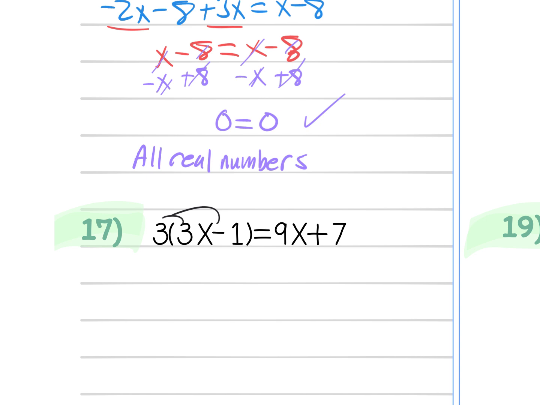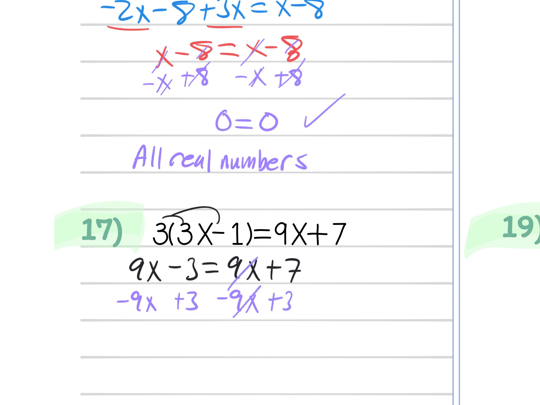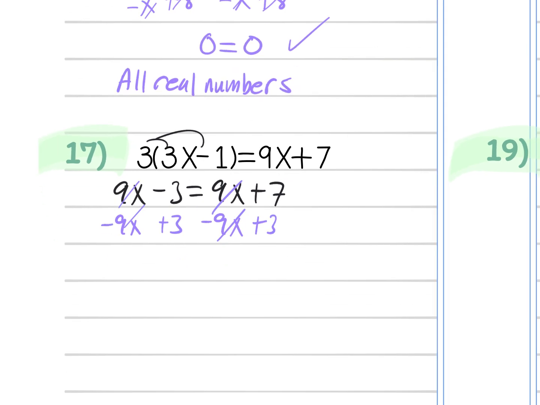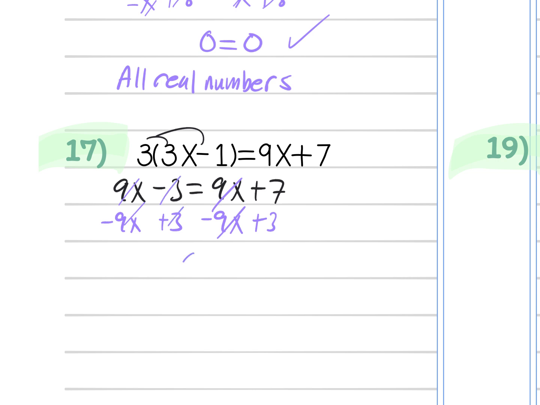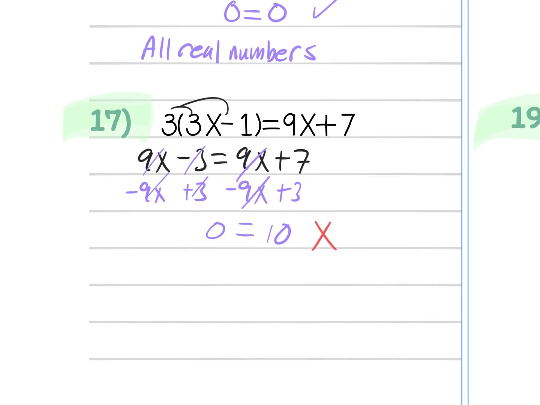Distribute the 3x to everything, then we get 9x minus 3 equals 9x plus 7. And then again, you want to try the same thing, getting all the x's to one side, your constants on the other. But then you end up with 0 equals 10. Now, is this a true statement? Absolutely not, right? 0 absolutely does not equal 10.